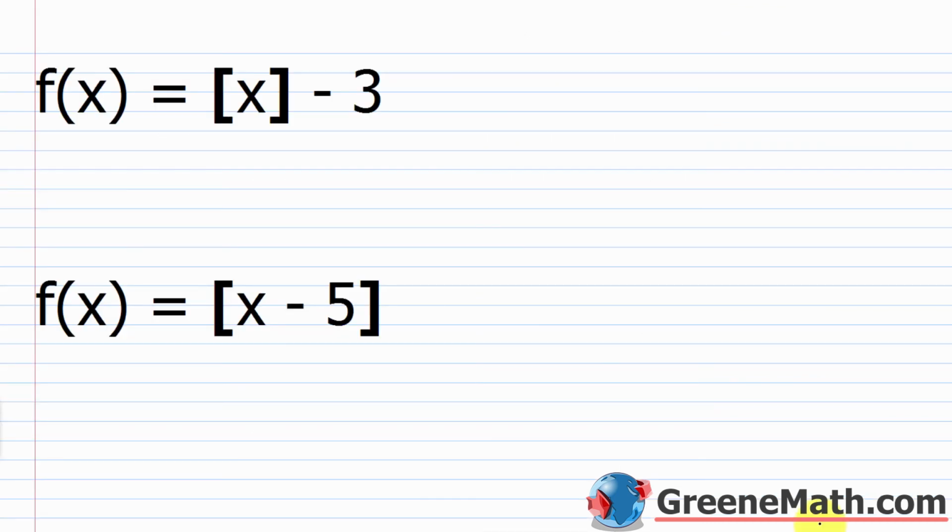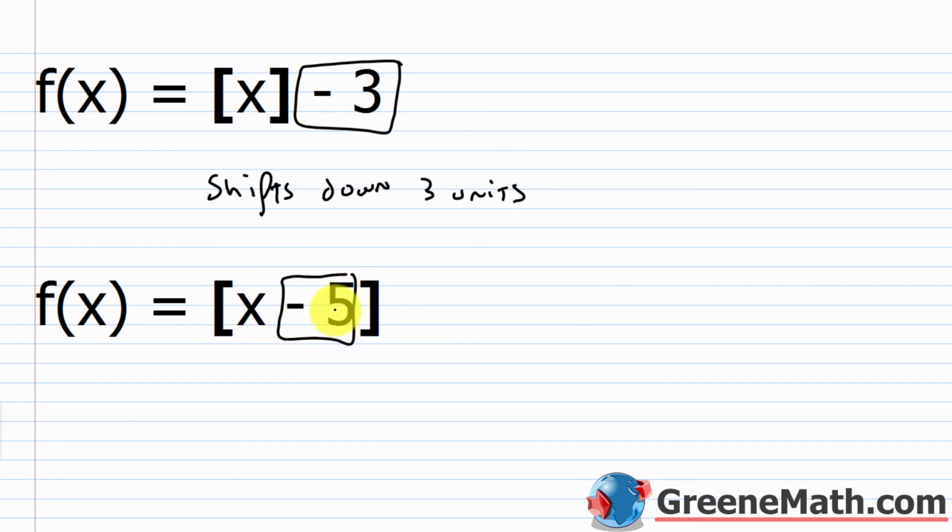Now, just as before, we can still have vertical and horizontal shifts. If I have f of x equals the greatest integer of x, minus 3, this happens outside the function. So I would just be shifting down by 3 units. So this shifts down 3 units. For this one, f of x equals the greatest integer of x minus 5. This happens inside the function. I could plug x minus 5 in for x, and this is what I'd get. So this is going to shift to the right by 5 units. So this shifts right by 5 units.